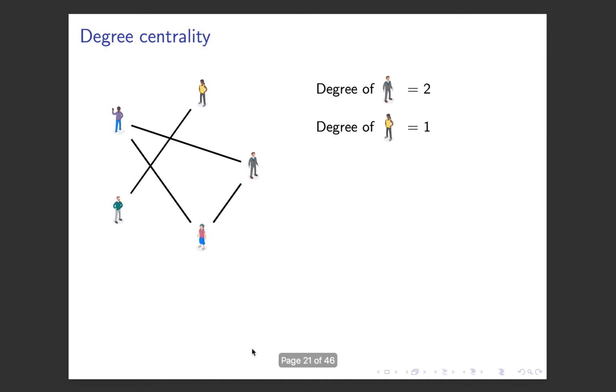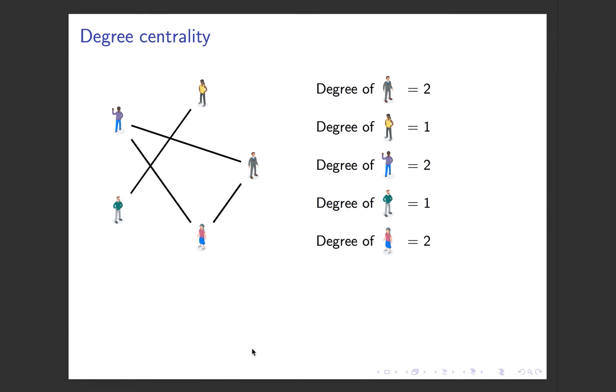We computed this degree. It's straightforward to see that our friend in the yellow shirt has a degree of 1. At this point, you might want to pause the video quickly, figure out the degrees for the rest of the people. And here are our answers.